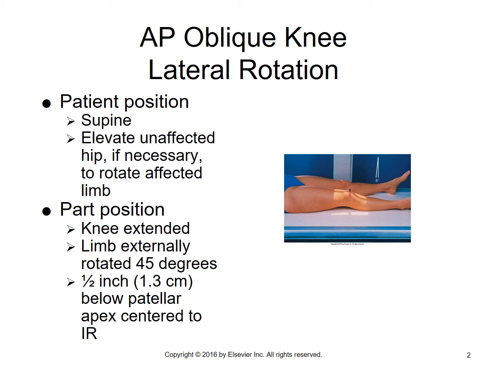The knee is extended, the limb is externally rotated 45 degrees, and your central ray will be to the middle of the knee, 1/2 inch below the patellar apex.